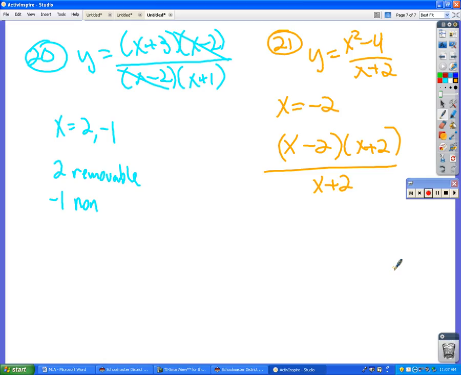So it is removable because these will cancel, so x equals -2 is a removable discontinuity.